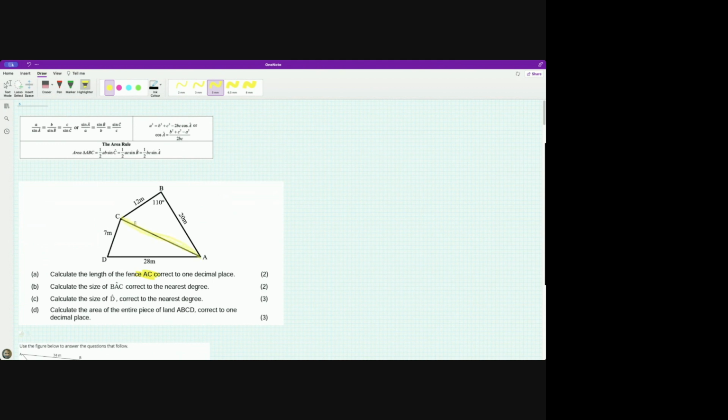What tool do you think I should use to find the length of AC? If you look at the top here, there are 3 choices. What tool would you use?